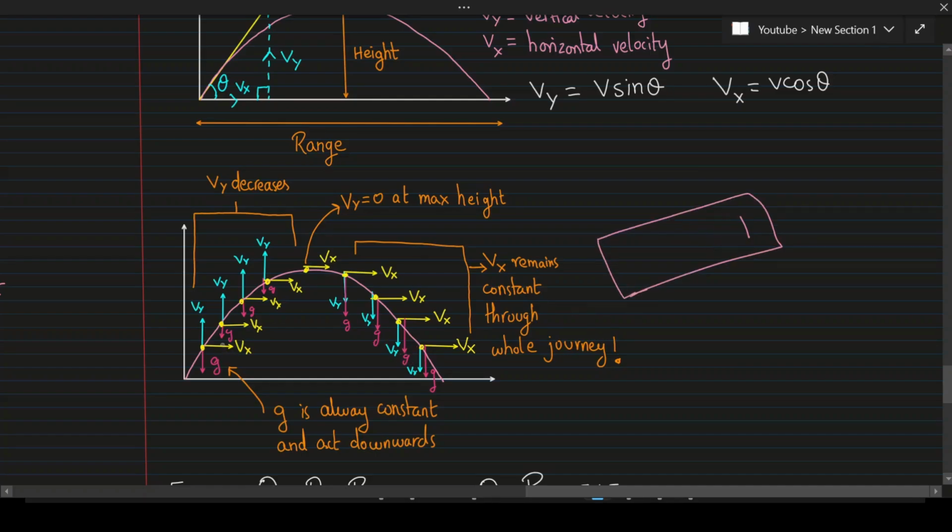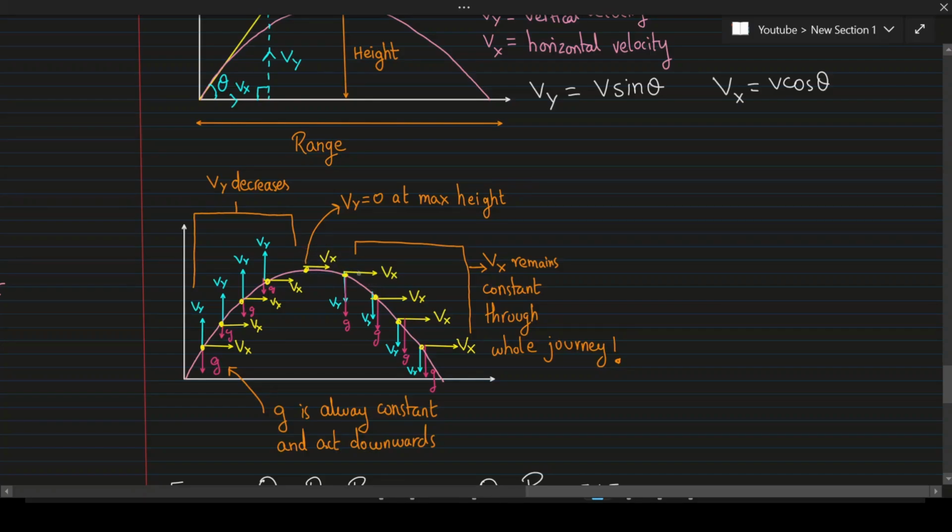Now you are left with what? Vy. If you see closely, Vy would be decreasing. It decreases so much that it becomes zero at maximum height. When the object reaches maximum height, the Vy becomes zero. So you are only left with one component, that is horizontal Vx.